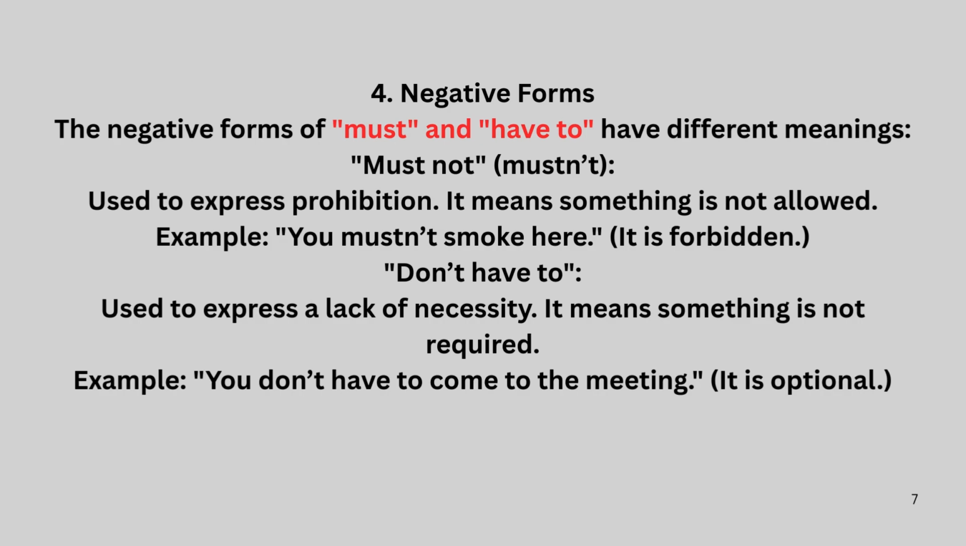The negative forms of must and have to have different meanings. Must not, or in short, mustn't, is used to express prohibition. It means something is not allowed. For example, you mustn't smoke here. It means it's forbidden.